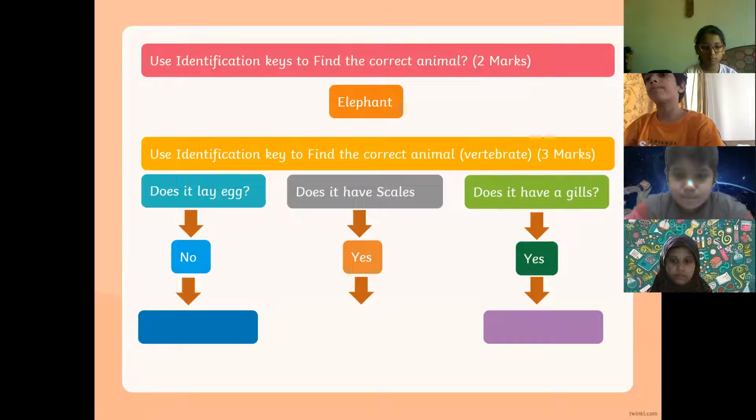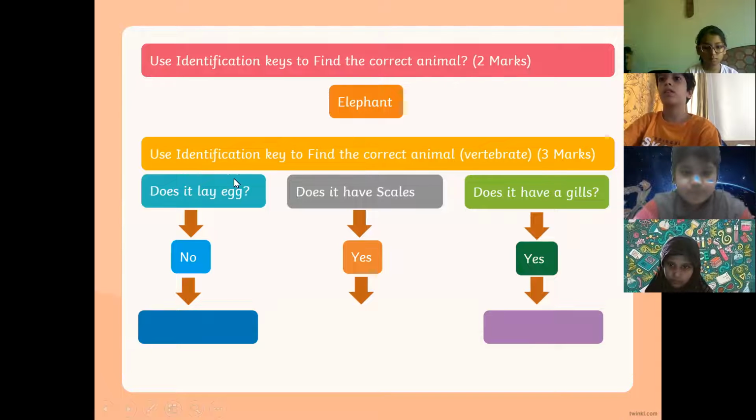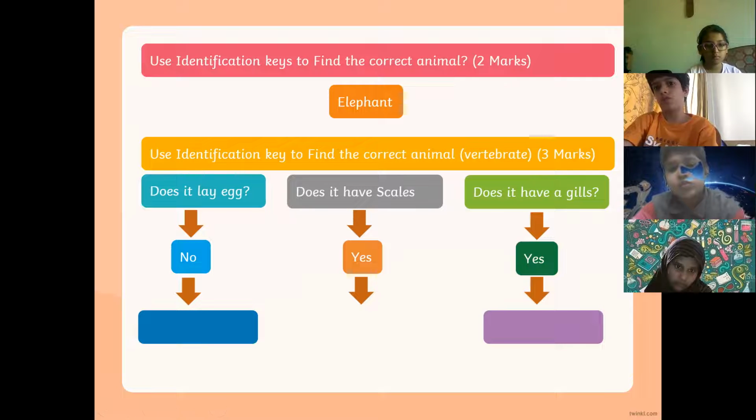And then over here, I have written a question, does it lay egg? No. So this is a question for vertebrates, okay? Identification keys for vertebrate. You have to just write the correct answer. Does it lay egg? No. What it could be? There are 5 categories of vertebrate. We have to just write the answer.